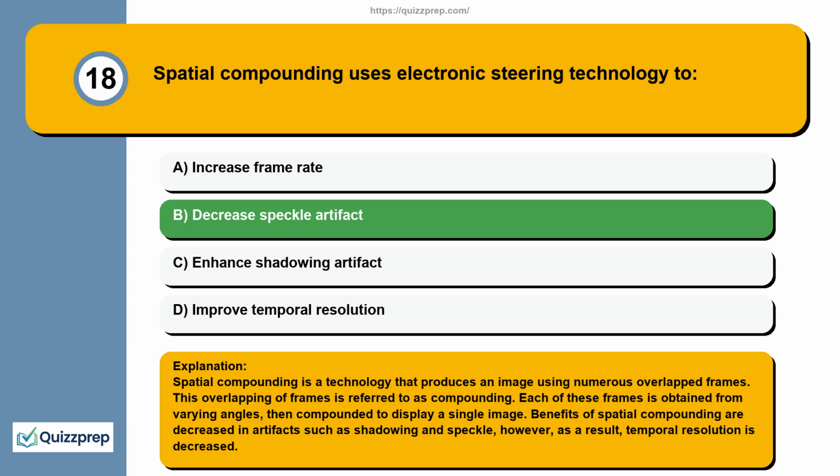Spatial compounding is a technology that produces an image using numerous overlapped frames. This overlapping of frames is referred to as compounding. Each of these frames is obtained from varying angles, then compounded to display a single image. Benefits of spatial compounding are decreased artifacts such as shadowing and speckle. However, as a result, temporal resolution is decreased.